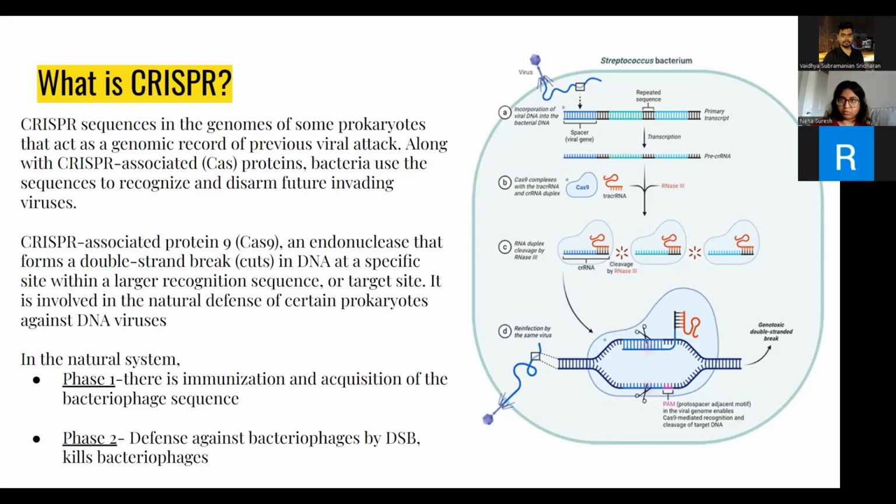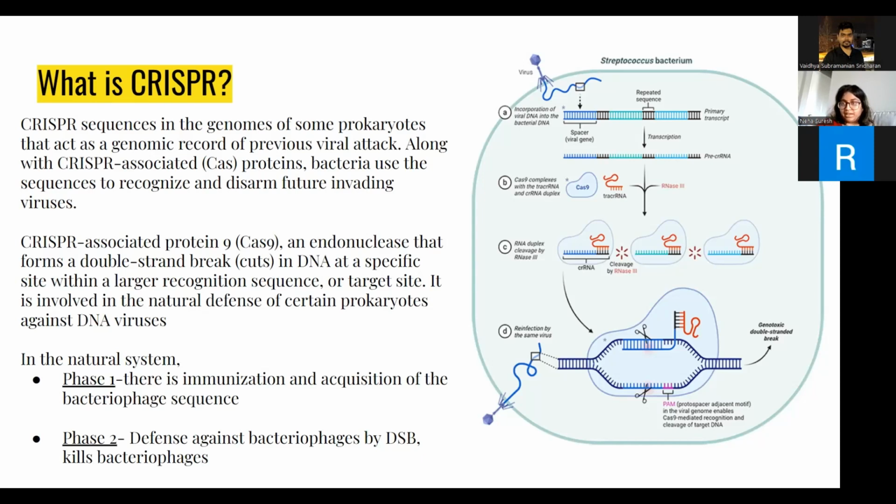In order for CRISPR to work, it needs two things. It needs a gRNA, which is a guide RNA, as well as a CRISPR-associated protein, or Cas protein. Bacteria use the sequences to recognize and disarm future invading viruses, which means the Cas needs to find its way. It's like a bloodhound which needs to find its way through the huge genetic sequence that we have and latch on to the correct point so the cut or the shredding can happen at the right point.